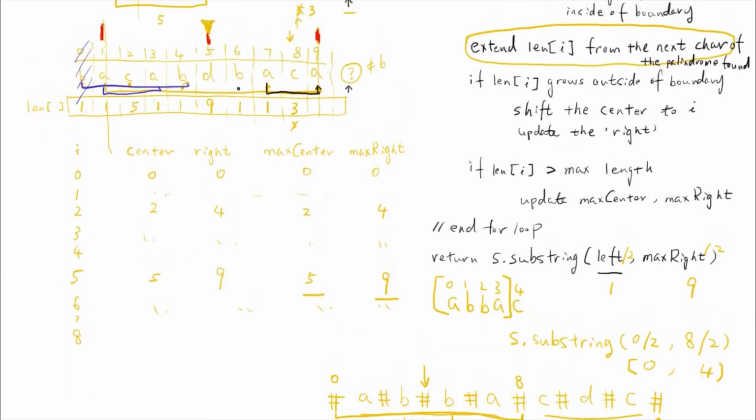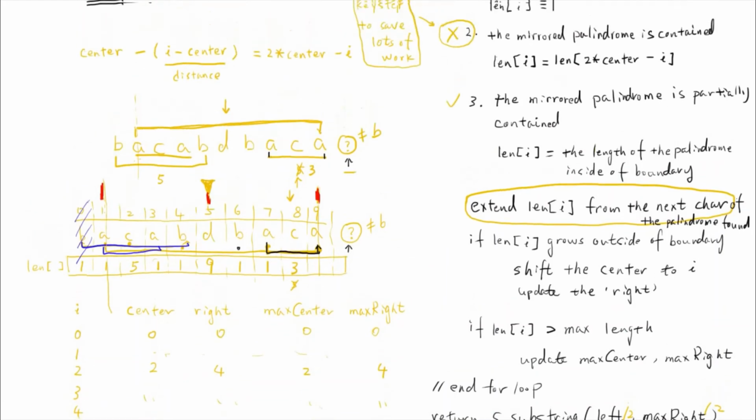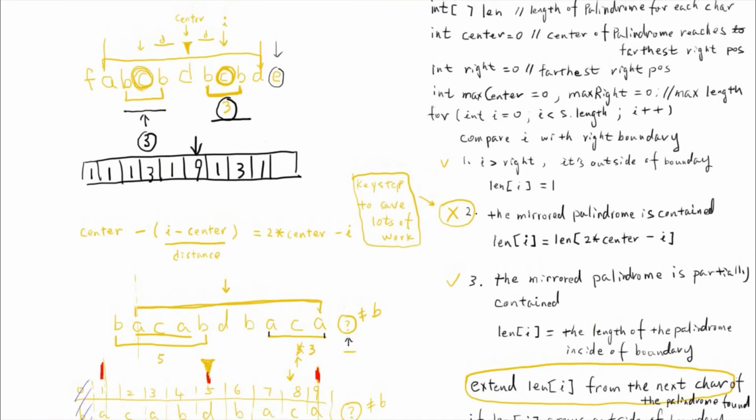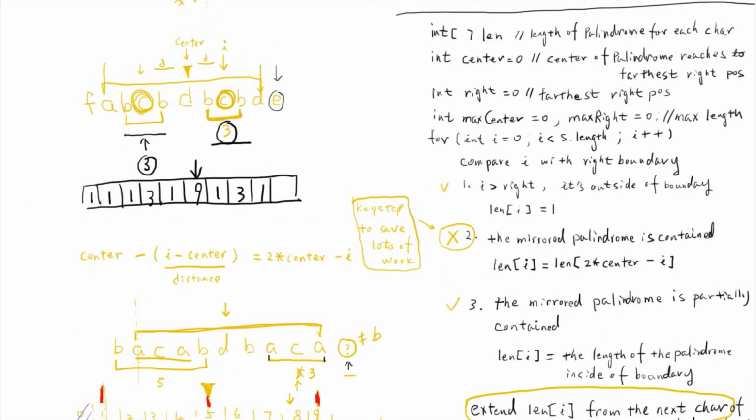So we are going to enhance our pseudocode to insert the pound sign between the characters of our input string. So here, insert dummy character between characters in string S.